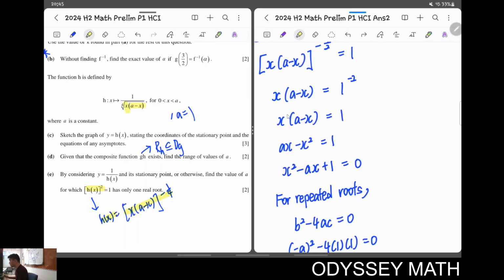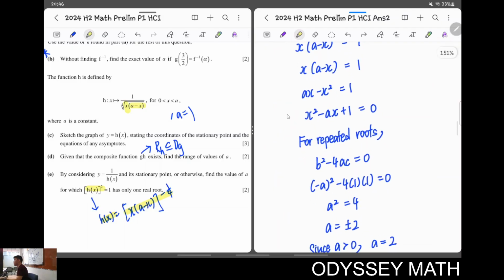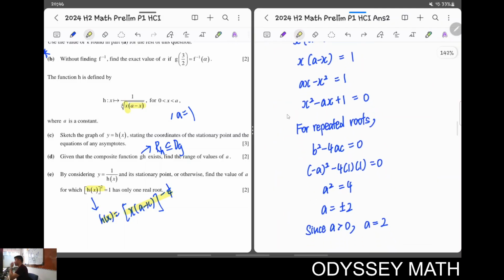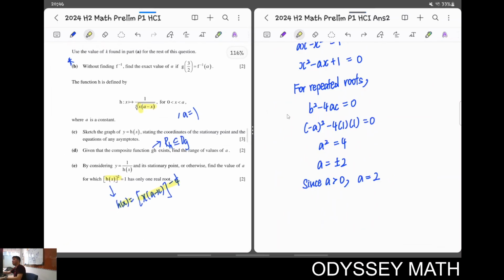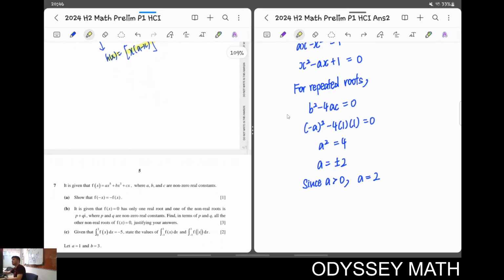And then you do the discriminant for repeated root, b squared minus 4ac equals to 0. You solve for a, you will get the same thing. Okay, that's the second method. Basically this is just your A math discriminant question. Got it? So that is for question number 6.